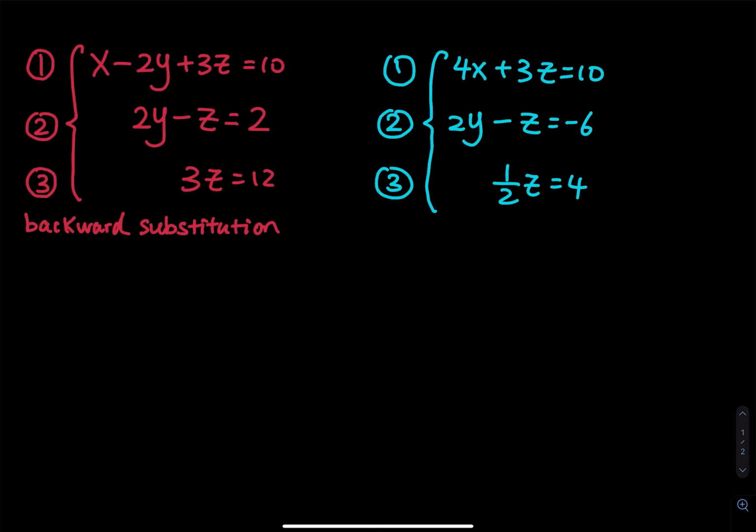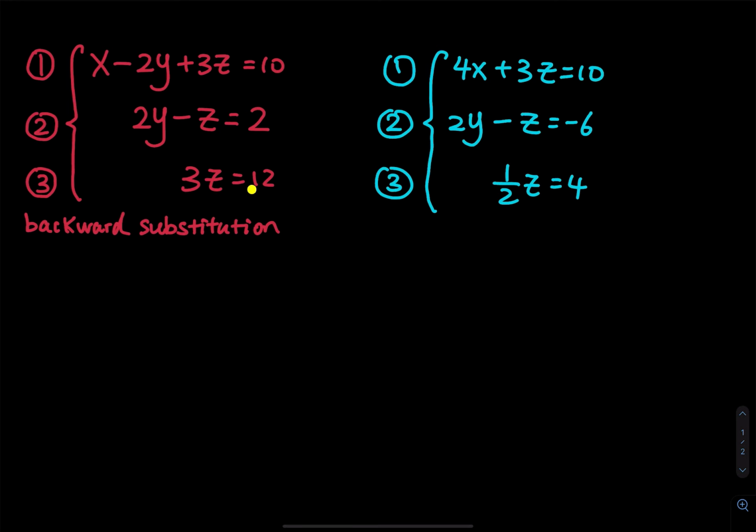Let me demonstrate how to use backward substitution to solve this system. This is a system of linear equations, three equations, three variables. The first equation is x minus 2y plus z equals 10. The second equation is 2y minus z equals 2. The last equation is 3z equals 12.